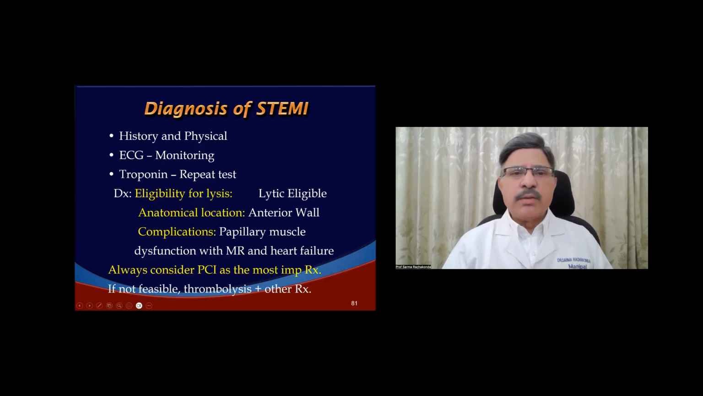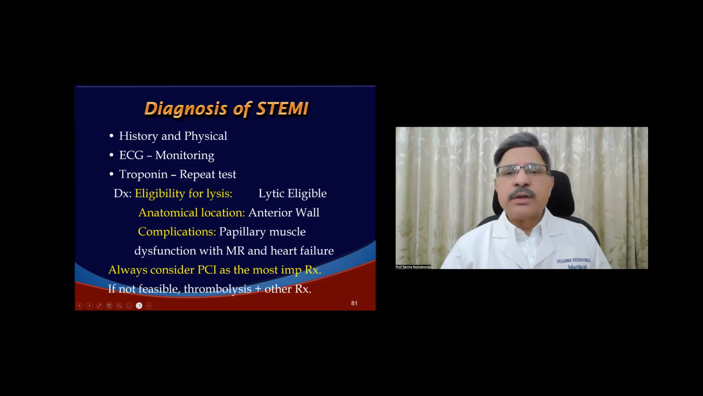So what we have to do? First, history, physical, ECG monitoring, repeat troponin test. If the troponin test is negative, you need to repeat. Suppose there is ST segment elevation already, then the troponin test is only redundant. If you have ECG evidence of ST elevation, it is a ST segment elevation MI. Troponin is only a side-on investigation, but not the main investigation. If there are doubtful ECG changes or ST elevations, then you do a troponin.